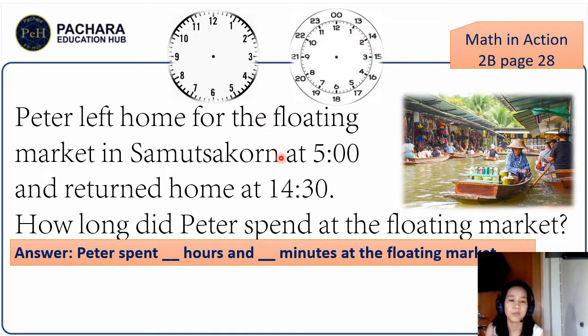All right, so now the question. The given is Peter left home at 5 o'clock. That's 5 o'clock AM in the morning, and comes back home at 14:30. 14:30 is equivalent to 2:30 p.m. in the afternoon. So the problem is how long? Meaning how many hours, how many minutes did Peter spend at the floating market?